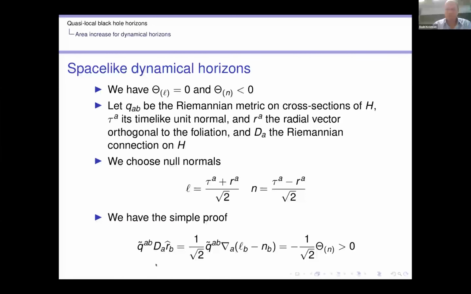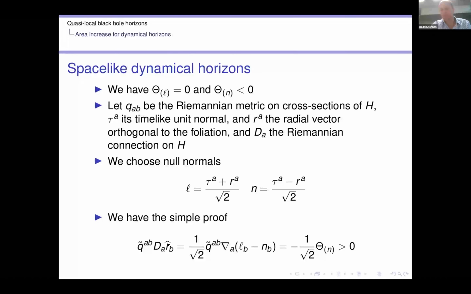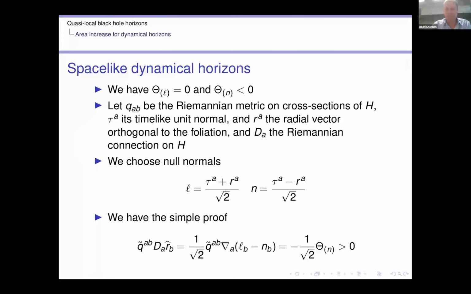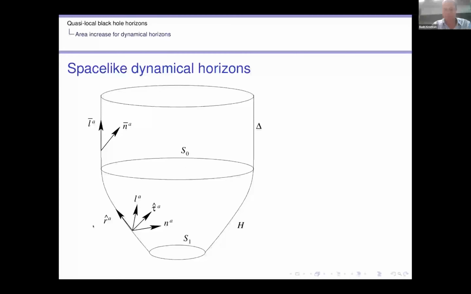So the area increase law is controlled by this combination here, which is the divergence of this vector R. If this is positive, then it means that the area is increasing along R. If this is negative, it means it is decreasing along R. And you can simply write this R hat in terms of L and N. So this should be indices A here on the L and the N. But you can decompose the R in terms of the L and the N, and then you can simply recombine this in terms of the expansions. And then since the expansion of L vanishes, you can show that this combination here must always be positive. Okay. So therefore, in this setup, the area must always increase along this R direction.